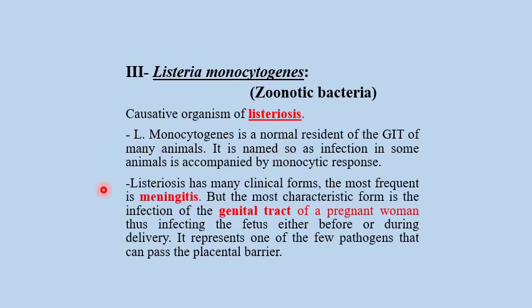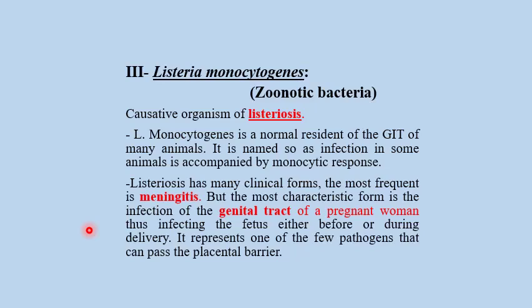Listeriosis has many clinical forms. We find it causing infections in many places in the body, but the most frequent is meningitis. The most common manifestation of this organism is that it causes meningitis. The most characteristic for it is the infection of the genital tract of a pregnant woman, thus infecting the fetus. If the woman is pregnant and gets infected with this organism, she can easily transmit it.